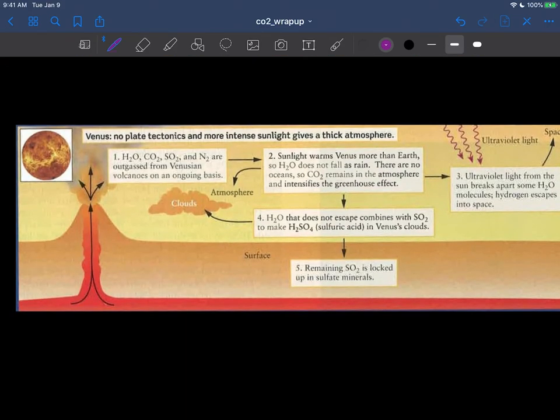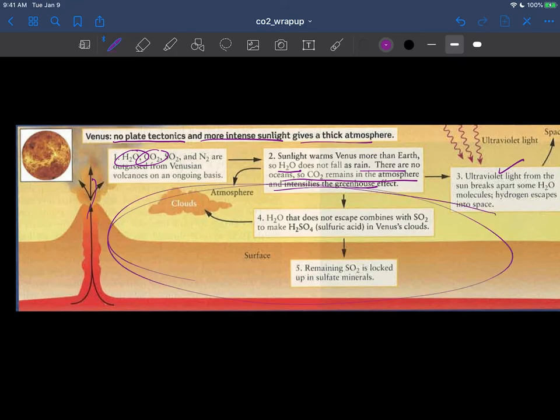So, of course, here's a picture of Venus, and you can tell by this first heading here: no plate tectonics, more intense sunlight, and a thick atmosphere, okay? So you have the usual start here, the water, carbon dioxide, all those things, outgassed from volcanoes. Water doesn't fall as rain, so there's no ocean, so the CO2 remains in the atmosphere, just intensifying that greenhouse effect. There's some other things about what ultraviolet light might do, but the point is that if you just look at this part of the cycle on Venus, you just don't see all those mechanisms. You don't see any trees, you don't see any ocean, you don't see those things that could possibly pull that carbon dioxide back in underground and get it out of the atmosphere for that regulation process.